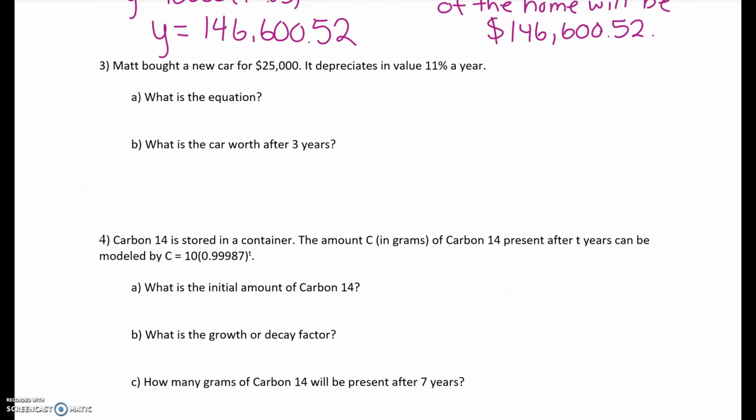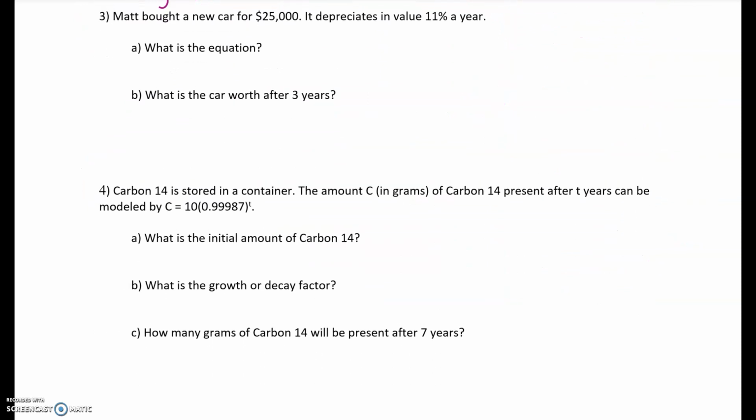All right, let's go and look at number 3. Matthew bought a new car for $25,000. It depreciates in value 11% each year. So what is our equation? So it says depreciate, so that means we should be using the 1 minus R equation. This is our A, 25,000. And this right here is going to be our R when we change it to a decimal. So our equation is going to be y equals 25,000 times 1 minus 0.11 raised to the t.